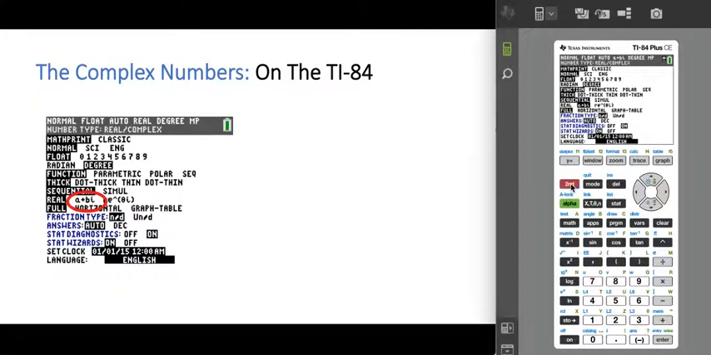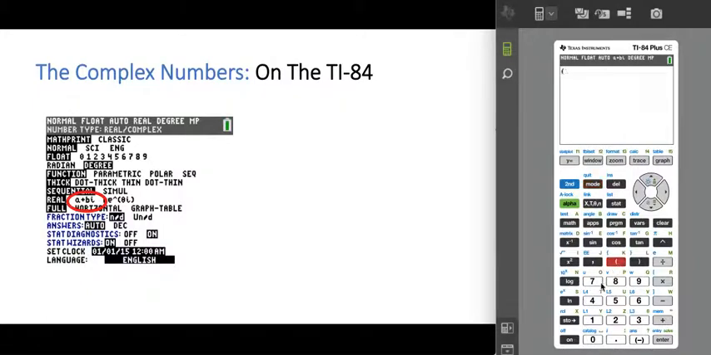So press second and quit to get to the main screen. And now we can add two complex numbers like 7 plus 3i. Now, the I key is above this decimal point. You see this I? So we're going to press second and that decimal point to get the I. So I have 7 plus 3i minus 6 plus 4i.